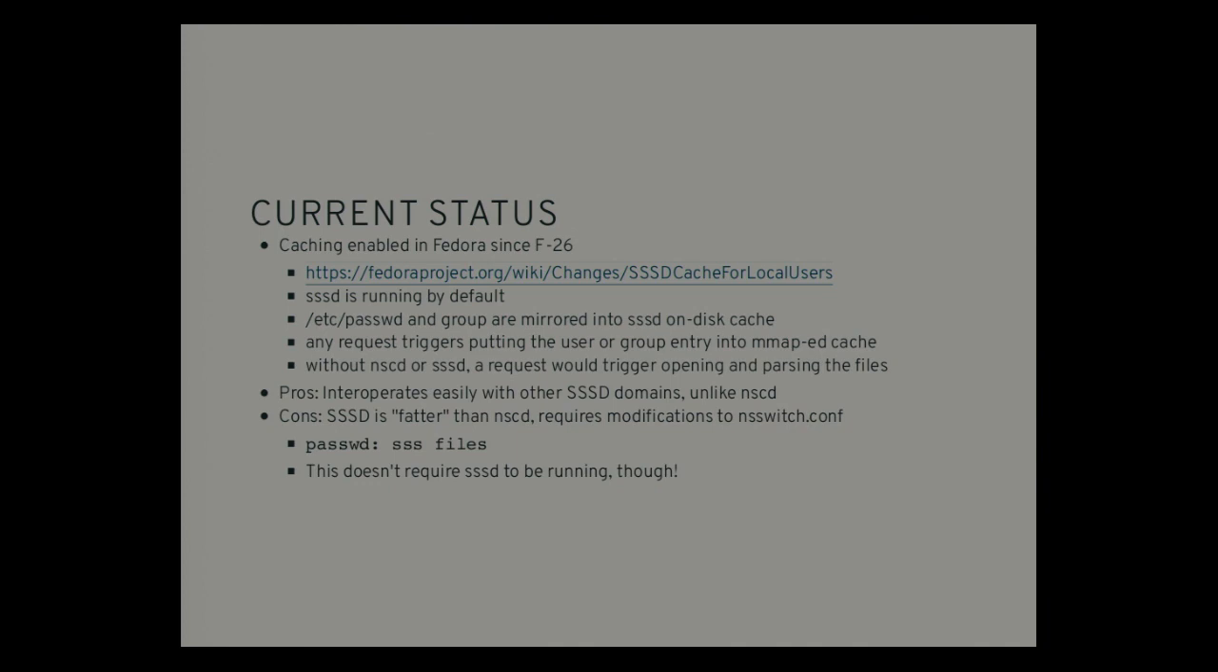The other disadvantage is that in order for this to work, we had to reverse the order of the nsswitch.conf modules. So traditionally, files was always first in the nsswitch.conf database. In Fedora since 26, we reversed it, so sss comes first. This does not require SSSD to be running at all. It doesn't require SSSD to be installed. If the SSS module finds out that the daemon is not running, it will just gracefully fall back. So, you know, if SSSD is not running and you want to access root, it would work.